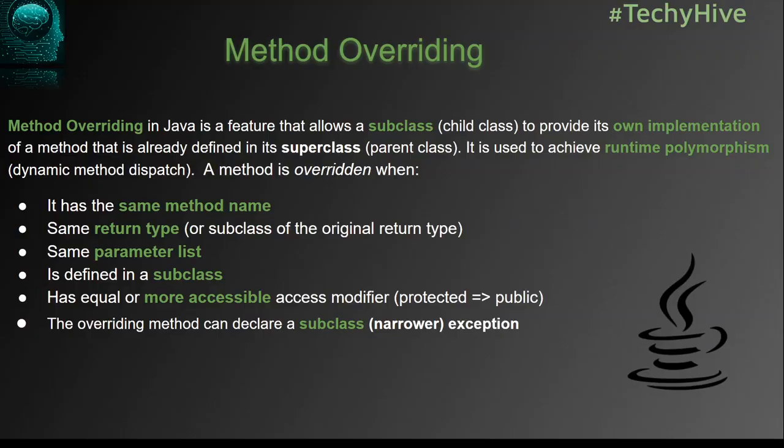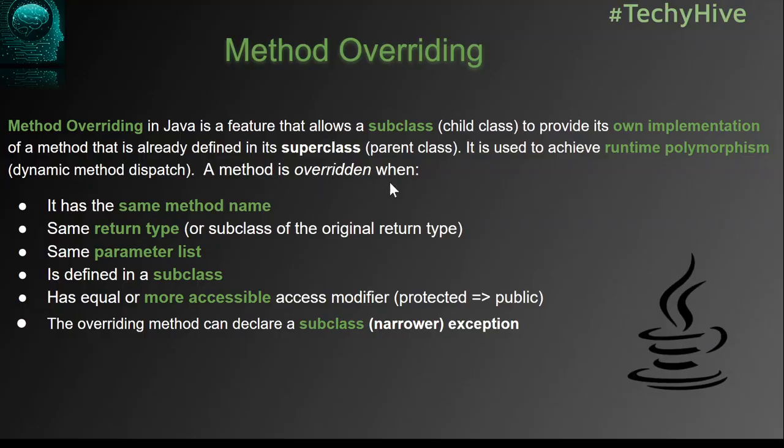Let's move to method overriding. In Java, method overriding is a feature that allows a subclass, child class, to provide its own implementation of a method that is already defined in the superclass. Remember, superclass means parent class here. It is used to achieve runtime polymorphism, dynamic method dispatch. So this is an important point once again here. Method overriding is runtime polymorphism and method overloading is compile time polymorphism.